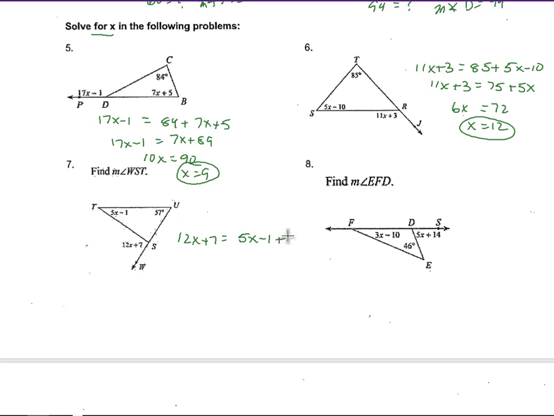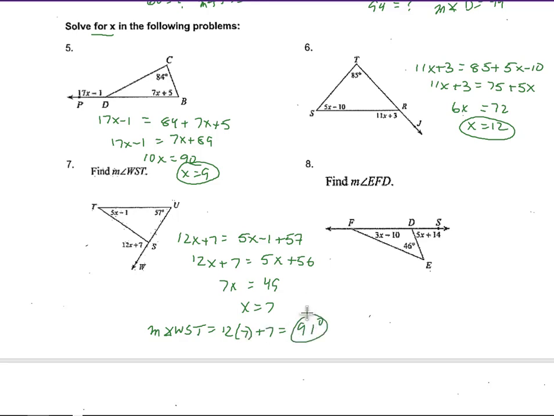For number 7, 12x plus 7 is equal to 5x minus 1 plus 37. Take 7 away from both sides, take 5x away from both sides, 7x is equal to 45, so x is equal to 7. And that means that angle WST is equal to 12 times 7 plus 7, which is equal to 91 degrees.